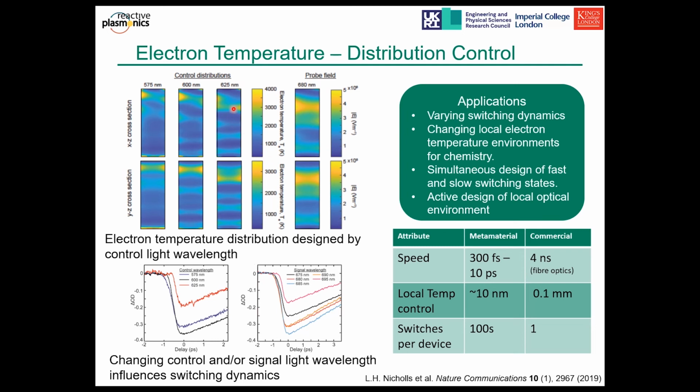Also, the fact that we can change the local electron temperature in a nanostructure means there's possibility for controlling this electron temperature for chemistry and catalysis. Further, the fact that we can make this device over a wide area array, so up to 4-inch wafer chip sizes, we can produce hundreds of these switches with the same chip, which is not seen in commercial devices.